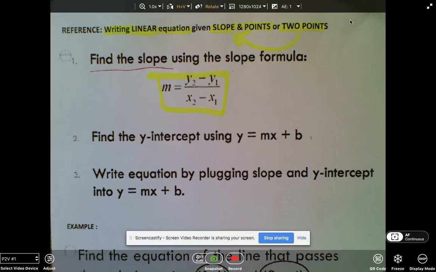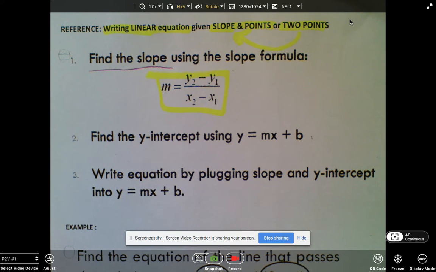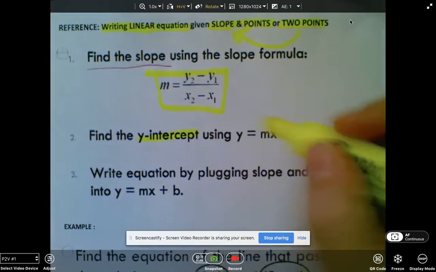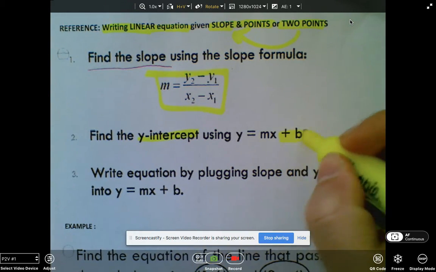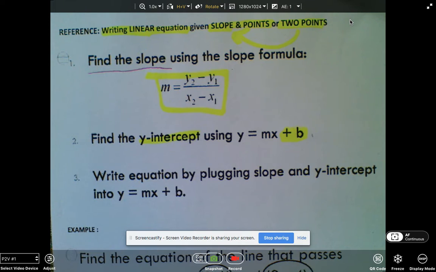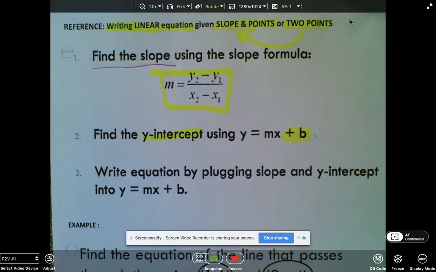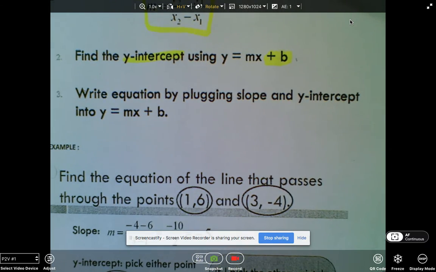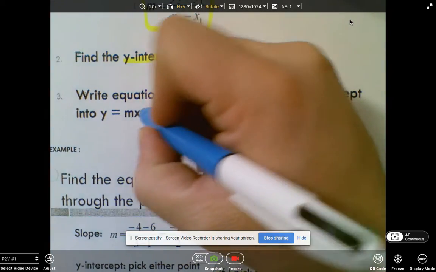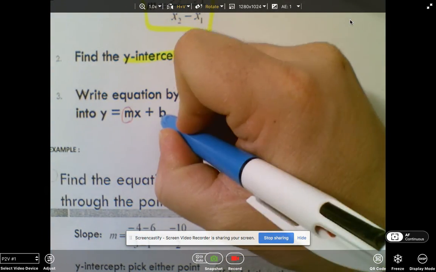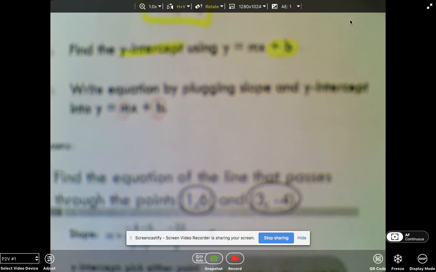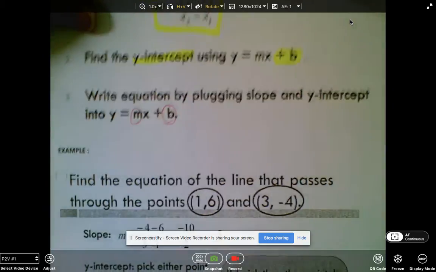Then find the y-intercept. So before you just looked at the y-axis and you knew the b value. So now when we find the y-intercept, we're going to have to set up an equation and use our solving equation skills to find out what b is. And then once you have that, you just plug in to your equation what you found, which is your slope and your y-intercept. So here's an example again done for you.